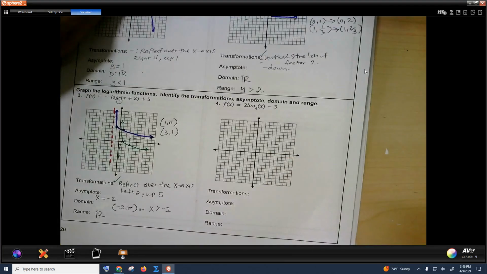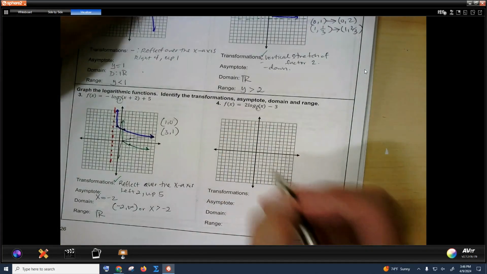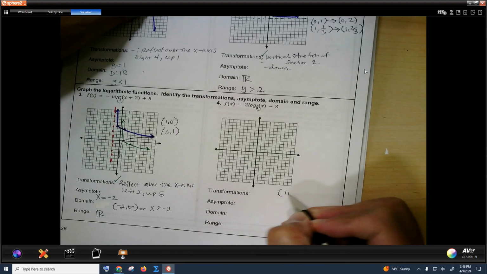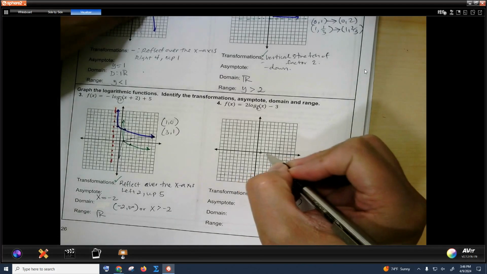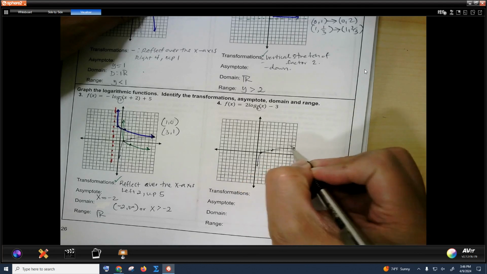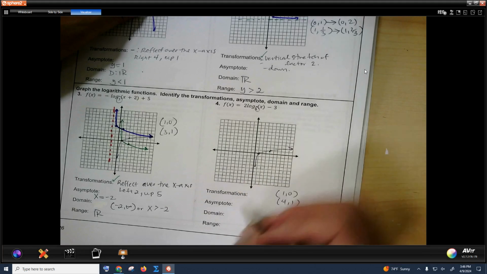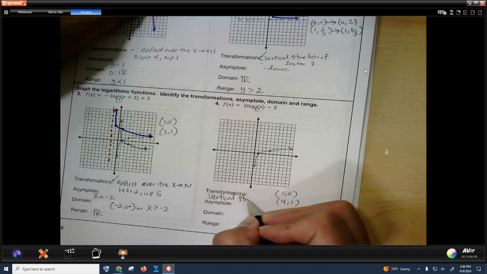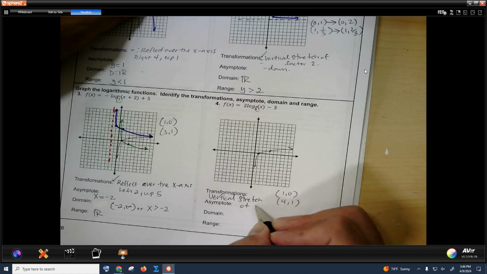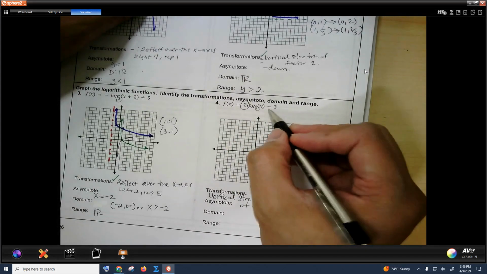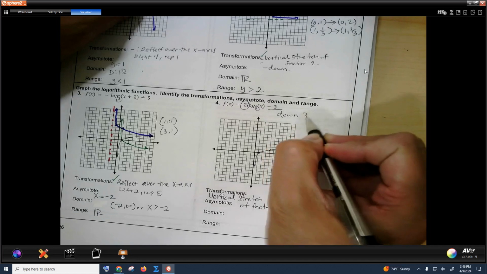Okay, let's try this next one. So focus on the base. That tells you two coordinates. It tells you that we're going to start with (1, 0) and (4, 1). And then the parent one shapes like this. All logs shape like this. There's going to be a vertical stretch of factor 2 based on this 2. And then there's just going to be a down 3.